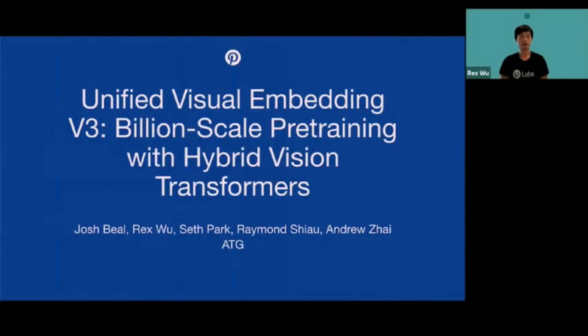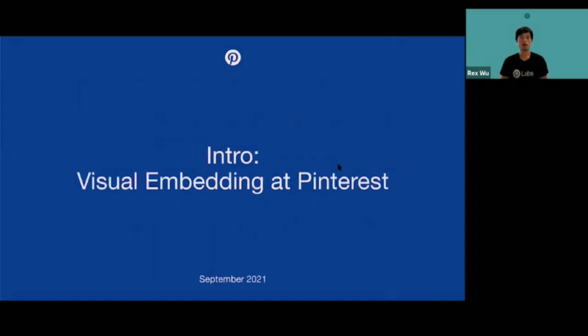Hello, everyone. My name is Rex. I'm here on behalf of the Visual Search team to present our latest progress on visual embedding training. We call it Unifying Embedding V3, medium scale pre-training with hybrid vision transformers. First, I want to introduce why visual embedding is important and how it is used at Pinterest.